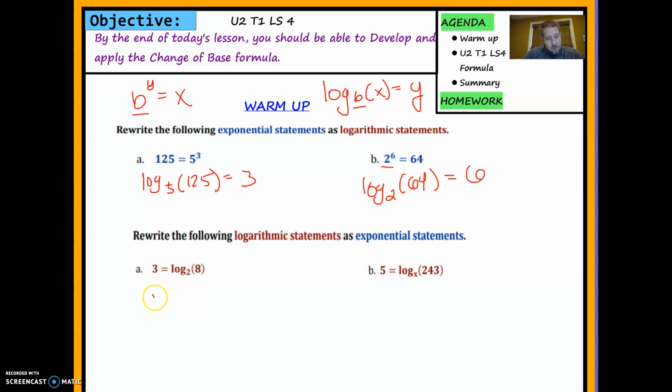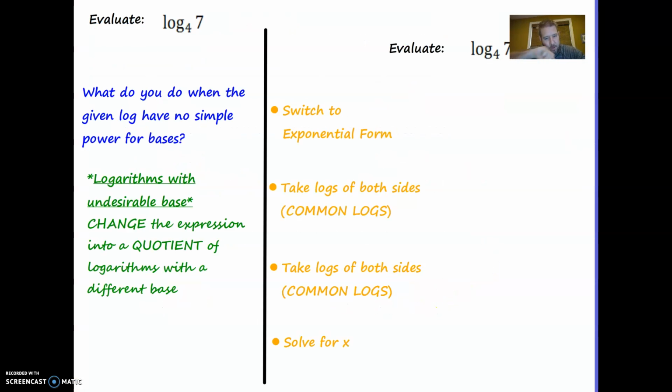Now going backwards, this will be 2 to the power of 3 equals 8. So that's base 2 to the y power equals the x. And this will be x to the 5th power equals 243. Now, of course, x would be 3, but it didn't ask us to solve. It just asked us to set it up. Of course, I would take the 5th root of both sides and see that the answer is positive 3.